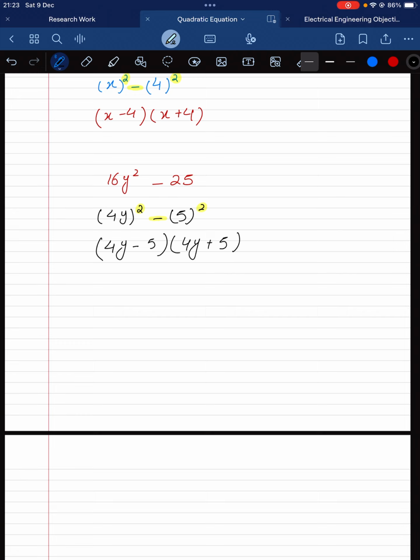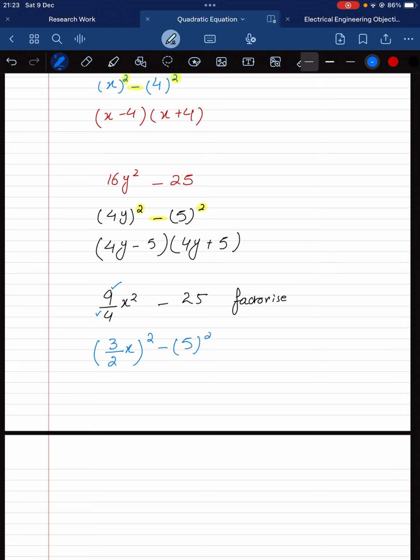Okay, the other question they could ask, let's say we have 9 over 4 x square minus 25. Okay, so now they ask us to factorize this. We use the same rule. Now you can see that 9 over 4 x square can be written as (3 over 2 x) square. 9 is the square of 3, 4 is the square of 2. So (3/2 x) square minus, and 25 can be written as 5 square.